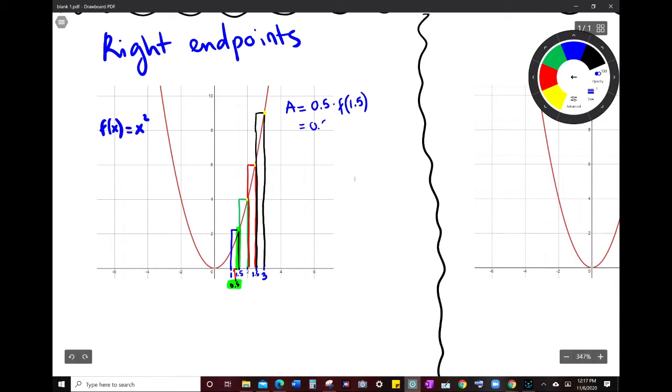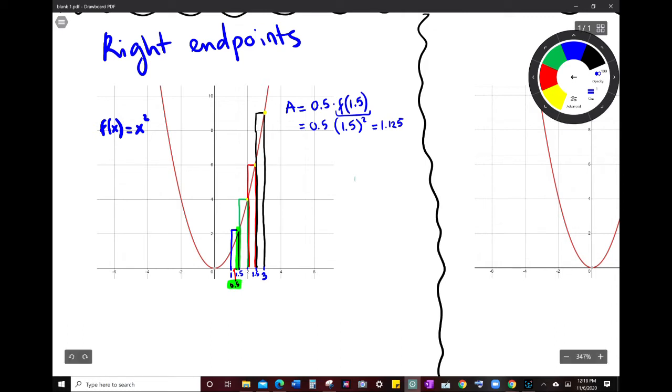So equals 0.5, and this one I can do as 1.5 squared. I'm using the function f of x, and that gives me 2.25. Oh, I didn't times 0.5 yet. And then multiply by 0.5, so it gives me 1.125.